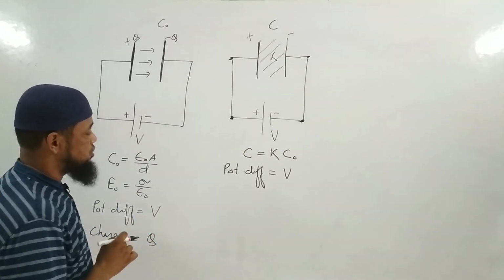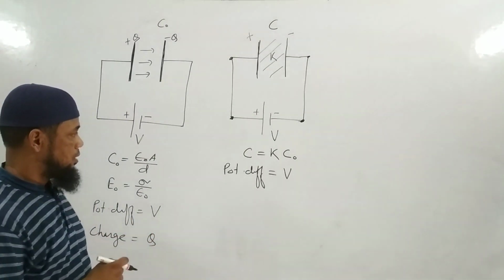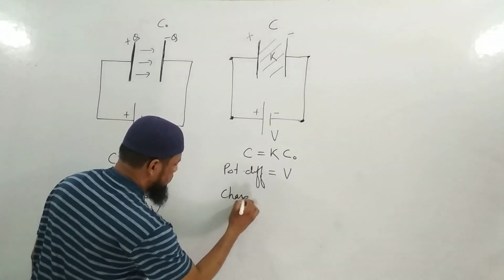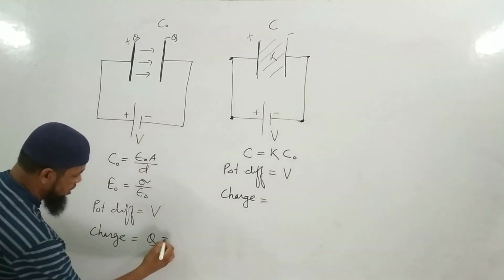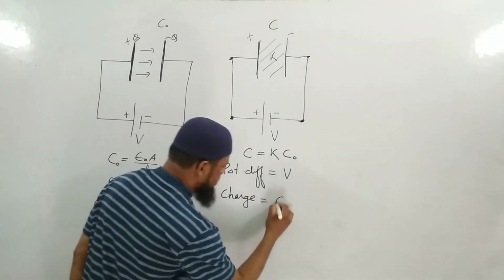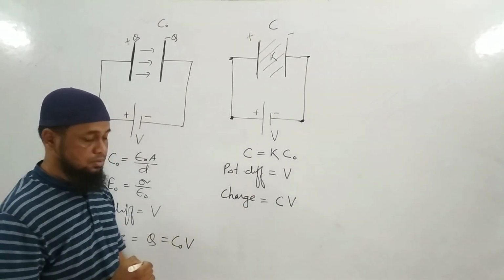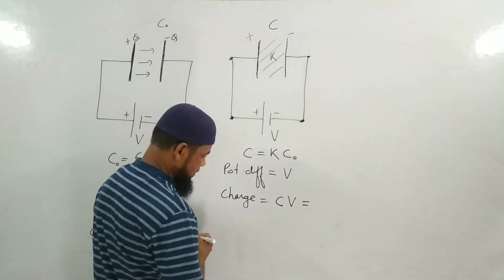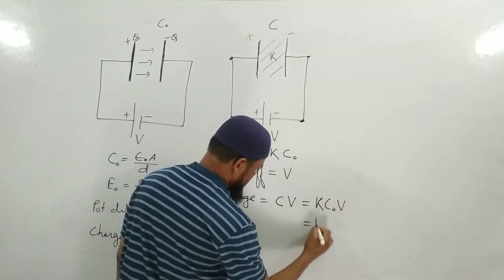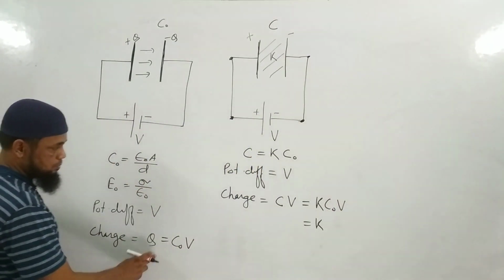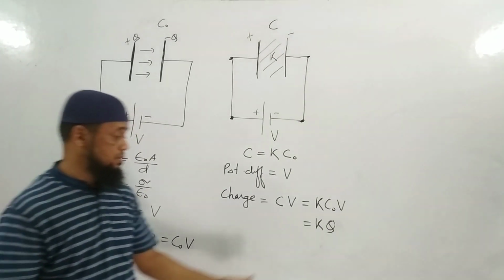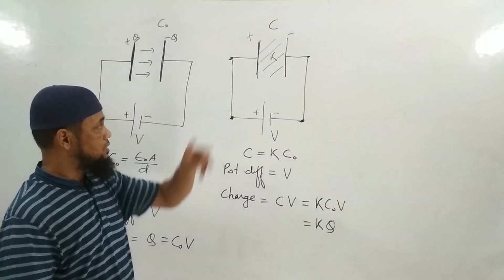What will happen to the electric field in the region? Will it change? Acha, that is a big question. We'll come to that. What will happen to the charge now? In the previous case, charge was equal to C naught V. Now charge will become C V, because capacitance has become C. C is equal to K C naught, into V. What is C naught V? C naught V is nothing but Q. So the charge holding capacity of the capacitor has increased by K times in this situation.